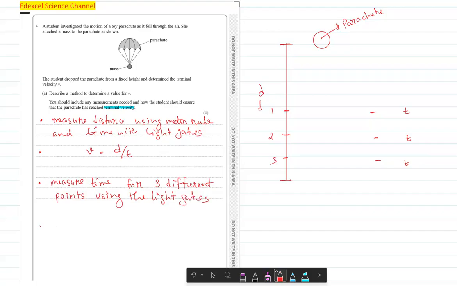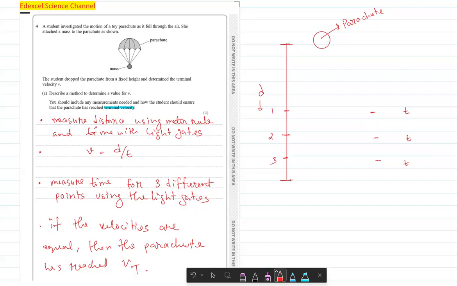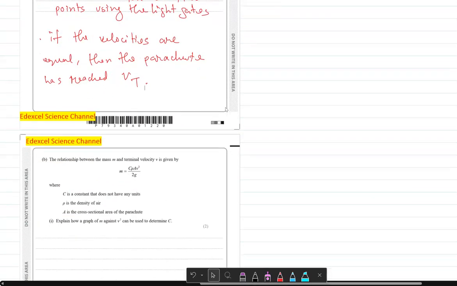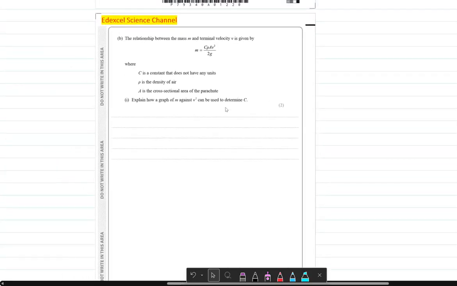Okay. And our final point, which is how to ensure: I'm going to write that if the velocities are equal, then the parachute has reached terminal velocity. Okay, so that is the answer for question number A. And I also hope that you guys have understood the setup as well. Moving on to question number B.